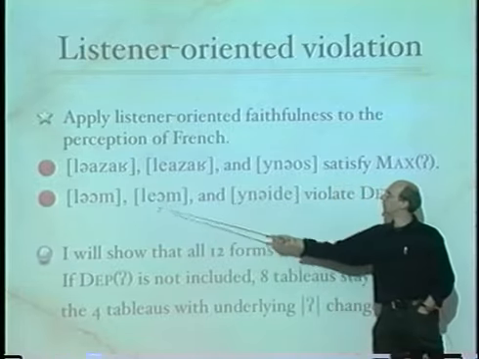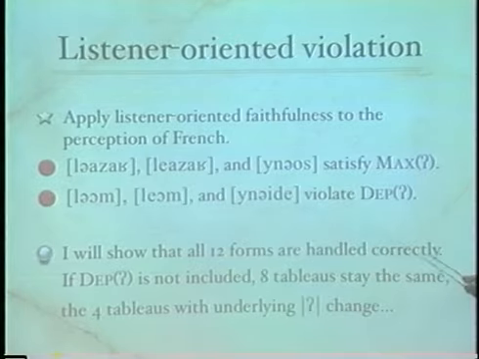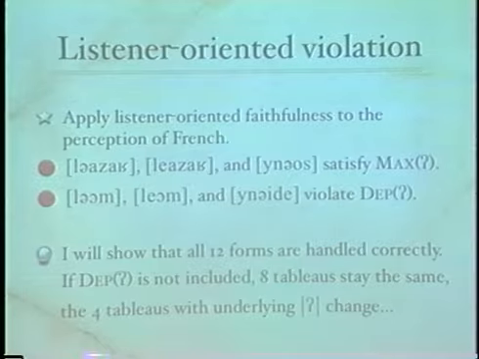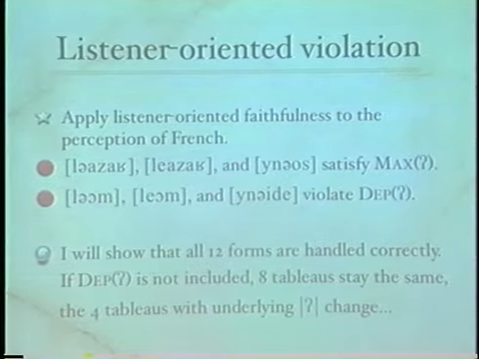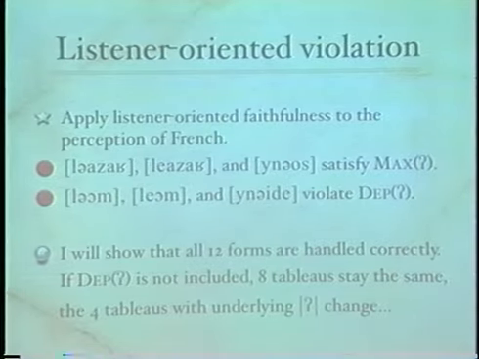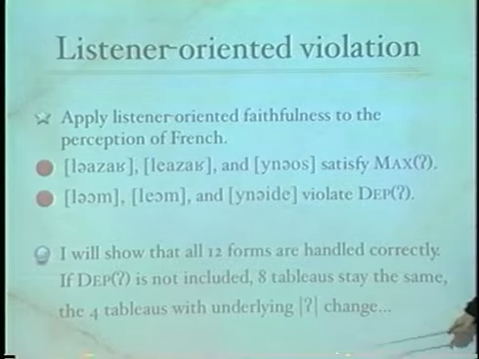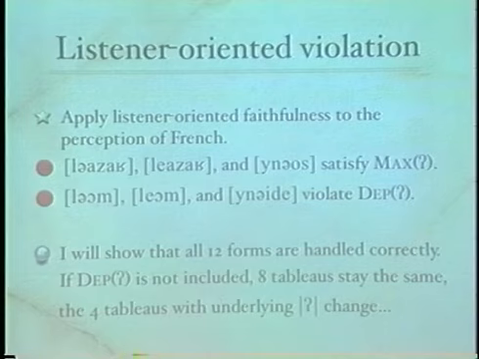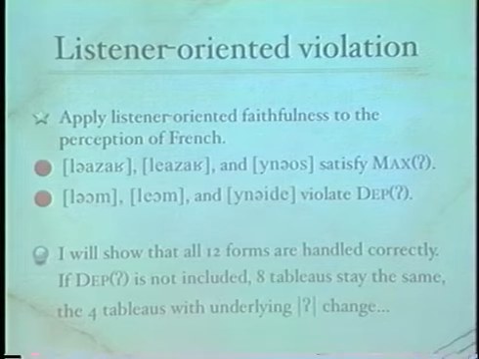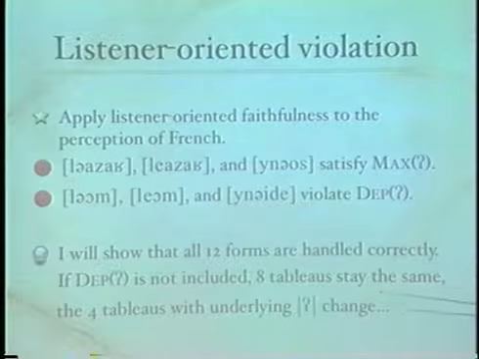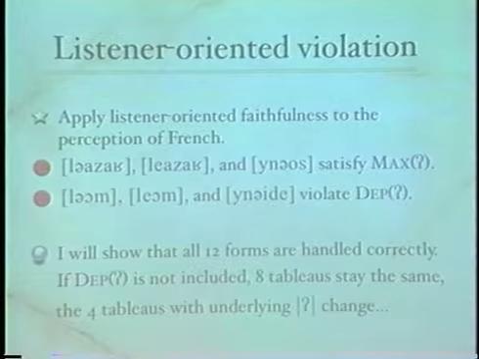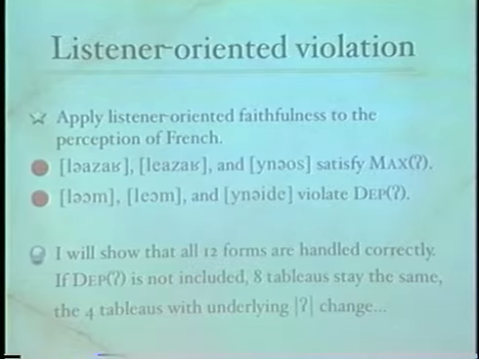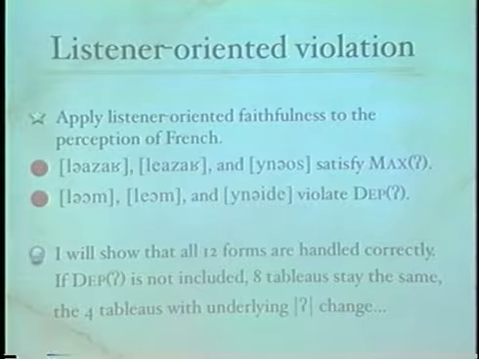Les hommes, le homme, and une idée would violate if they ever occurred. They would insert a glottal stop in perception. Now I'll show that all 12 forms are handled correctly in this view. If dep glottal stop is ignored for the moment, then 8 tableaus will stay the same and 4 tableaus with the underlying glottal stop will change, and those tableaus are included here as well as on the handout.